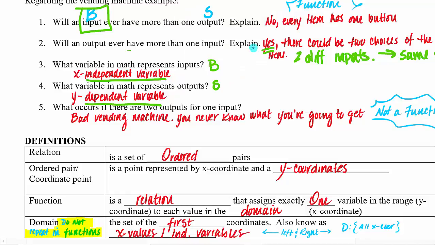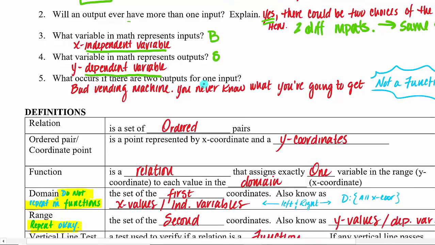All right, so let's go down here. What occurs if there are two outputs for one input? That's that bad vending machine, right? Not a function, but a relation.